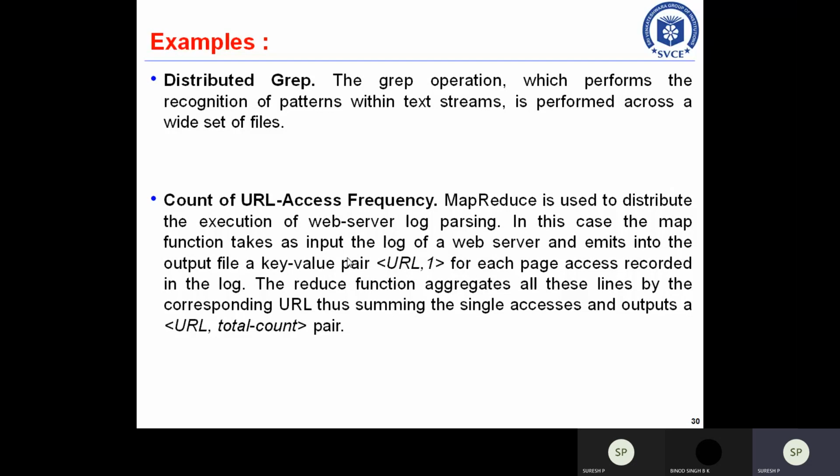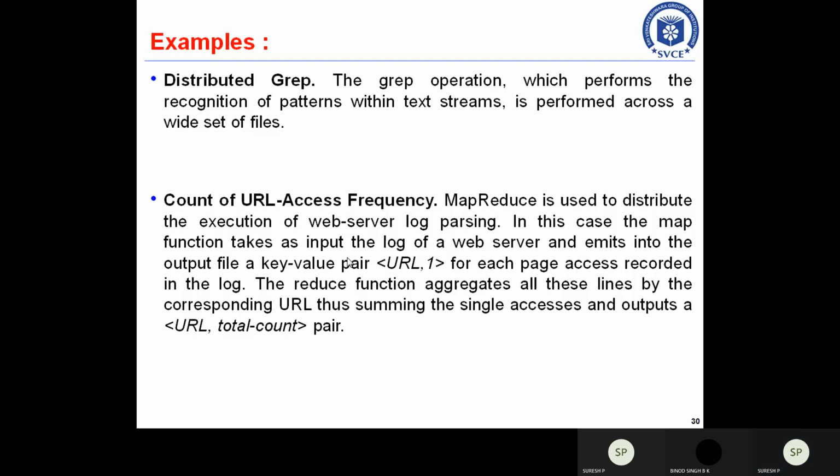The next example we are going to have is count of URL access frequency. Here MapReduce is used to distribute the execution of web server log parsing. So what do you mean by web server log parsing is the next thing. In this particular case, the map function takes an input, the log of a web server, and emits into the output file a key pair, URL comma 1, for each page access recorded in the log.